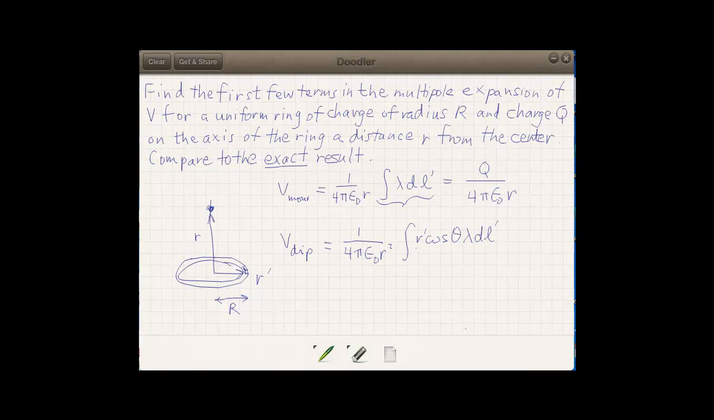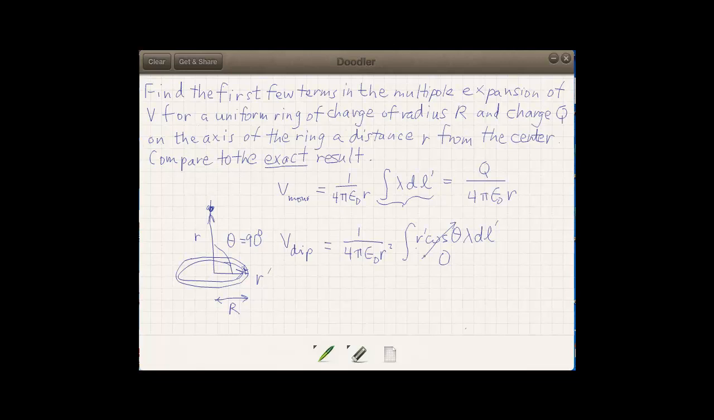So the angle theta is the angle between r and r prime, and in this particular situation we see that that angle is 90 degrees, and it will be the same no matter which charge element we're talking about. All the way around the ring, that r prime vector will always be perpendicular to the r vector. And so right away we see cosine 90 is 0. So the dipole term completely goes away here in this expansion, which is interesting.